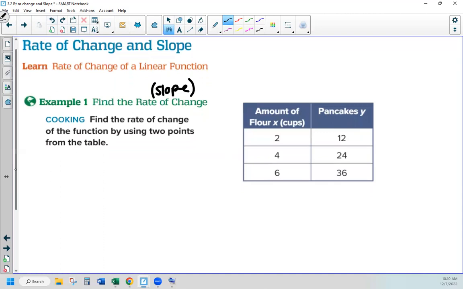Let me see if you guys have enough room on your paper. Yeah, you do. So make sure you guys are working tight right here, okay?